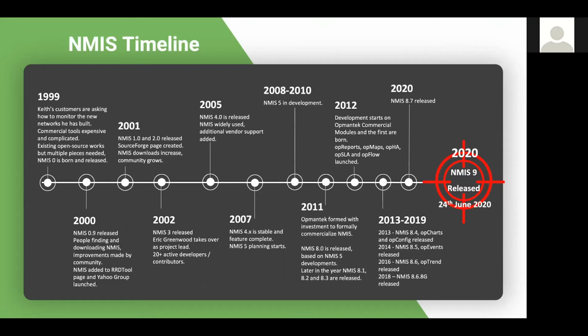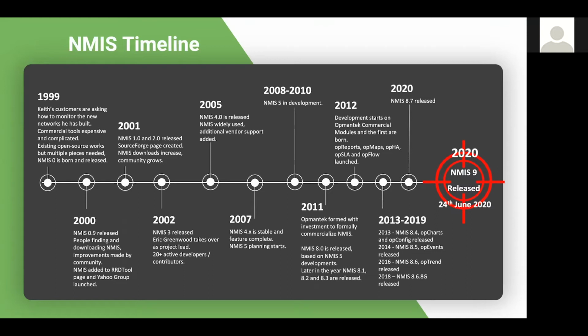NMIS 4 was considered stable and feature complete in 2007, and that's a really important milestone. There's a thing I say to people, that when you get to major version 4 of a product, usually you need to go to the next level, you need to do a re-engineering of some description. And that's what NMIS 5 was all about. So the development on NMIS 5 started in 2008 and went through to about 2010. And then around about then, Opmantek was formed.